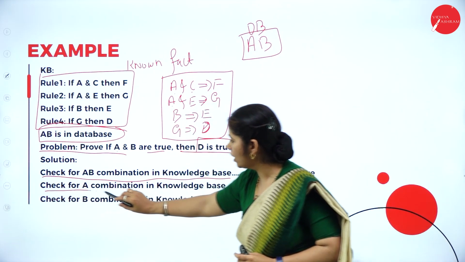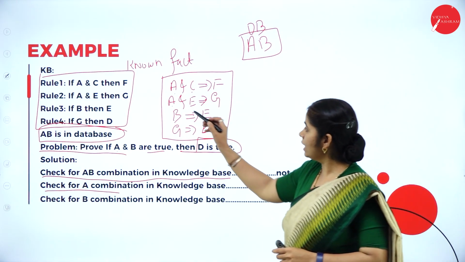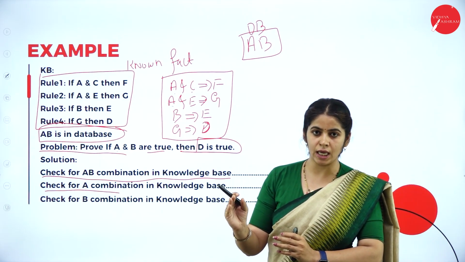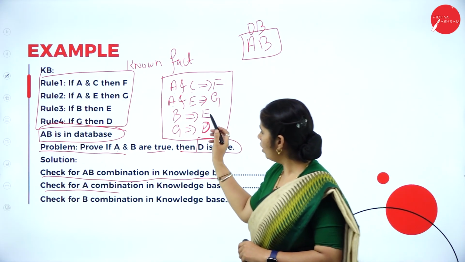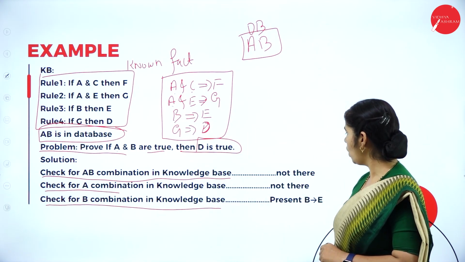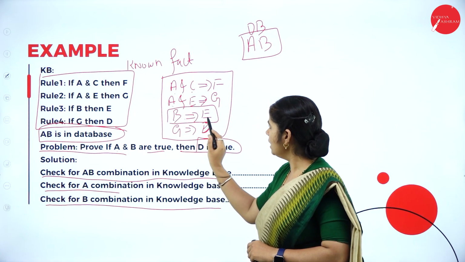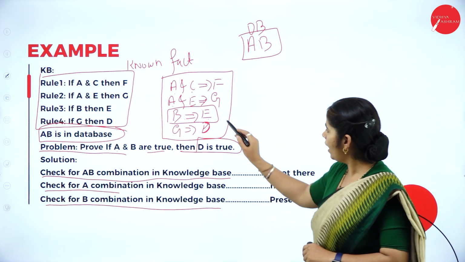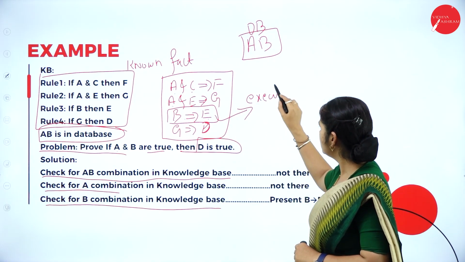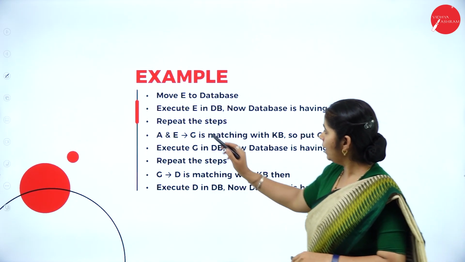Then what do we have to check? Check for the A combination in the knowledge base. Does A imply or give the result D anywhere? No, right? Then what do we have to check? We have to check for the B combination in the knowledge base. Yes, we have a B combination. B implies E, right? So we have to execute this. B implies E. We are executing B implies E.